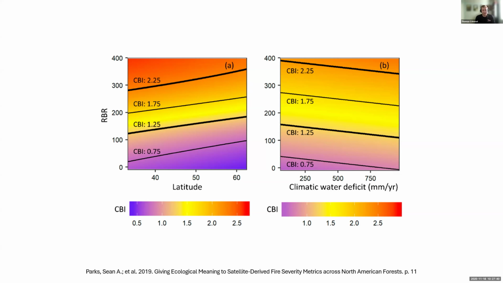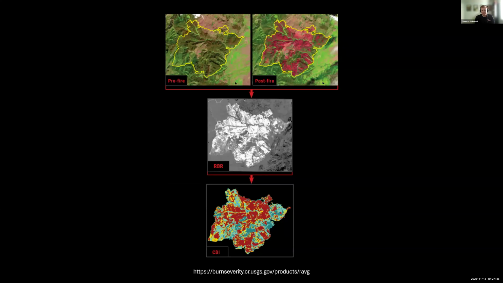So in the script that paper produced for Google Earth Engine to produce CBI data, it takes in climatic water deficit and latitude along with RBR, and produces a CBI that, from the review that we've done, is probably the best method out there in terms of predicting CBI, because it is relative.